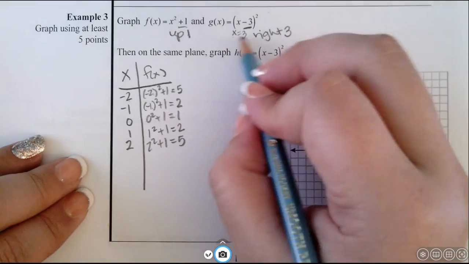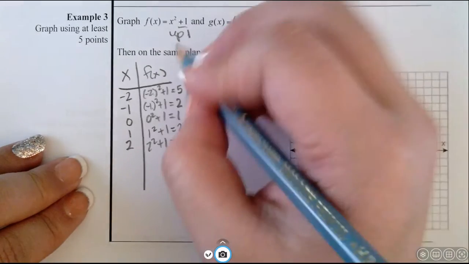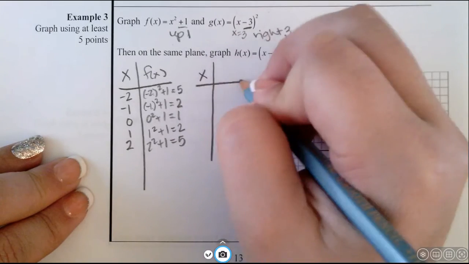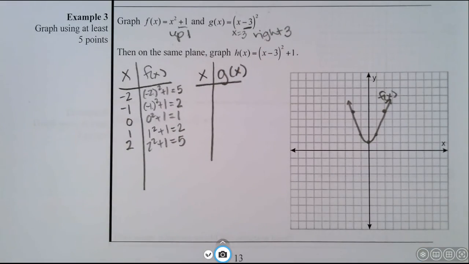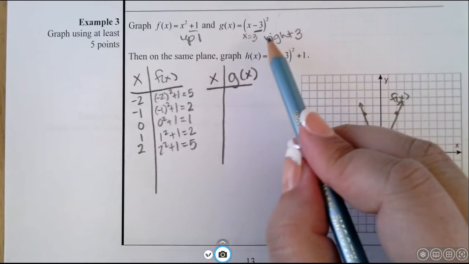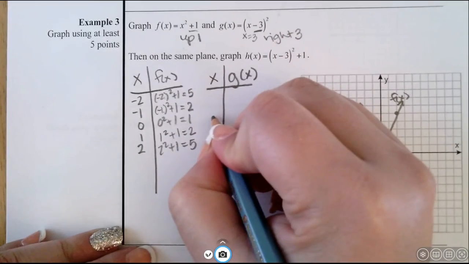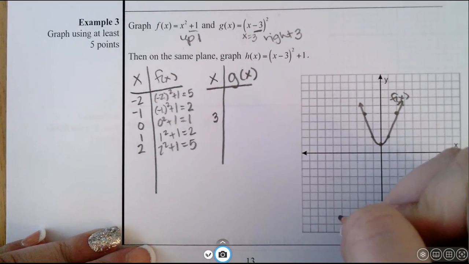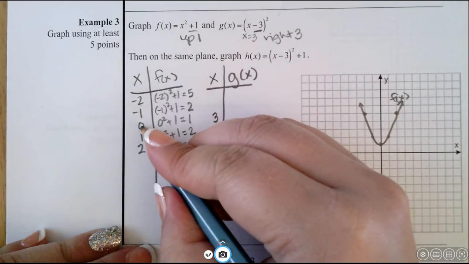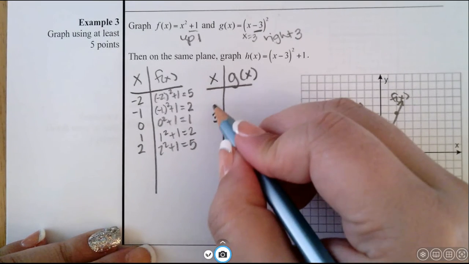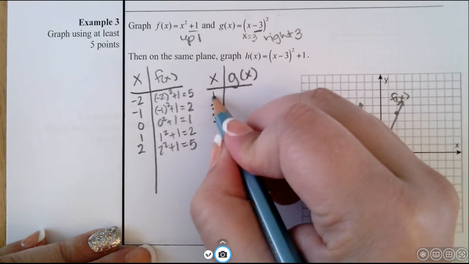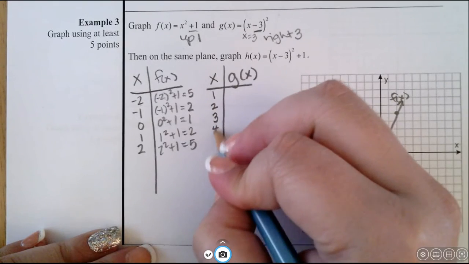And then we have the one that moves to the right by 3, and this is actually going to have a different table. I'm not going to use -2, -1, 0, 1, and 2, because remember in example 2, we had to keep extending our table. So instead, we're going to use this knowledge that it's moved to the right by 3 to say, let me center my table at 3. So instead of centering my table at 0, I'm centering my table at 3. So then I'm going to go less by 2, 2, 1, and more by 2, 4, 5.